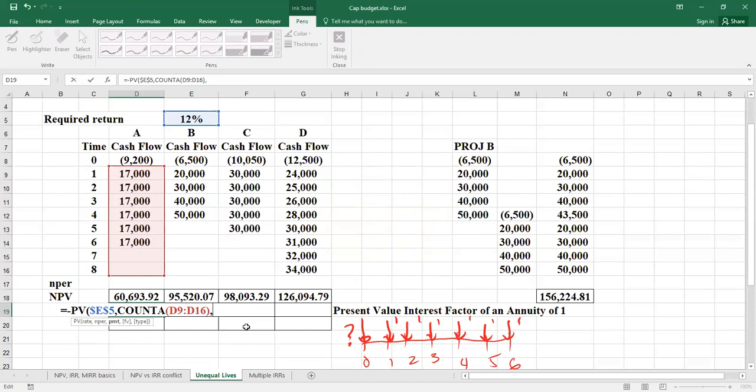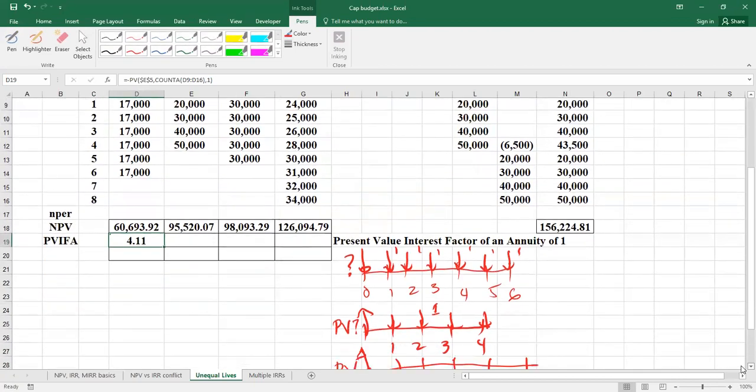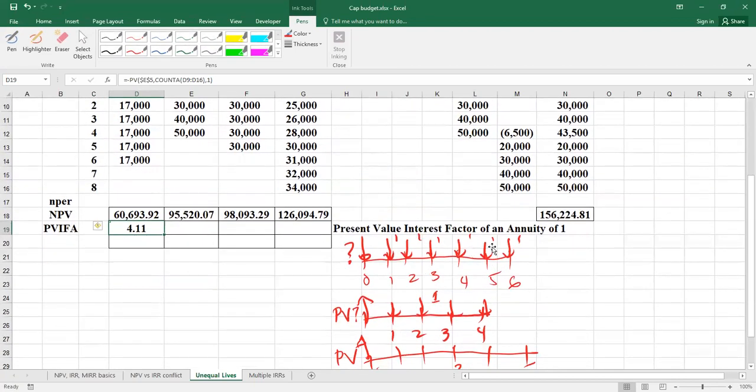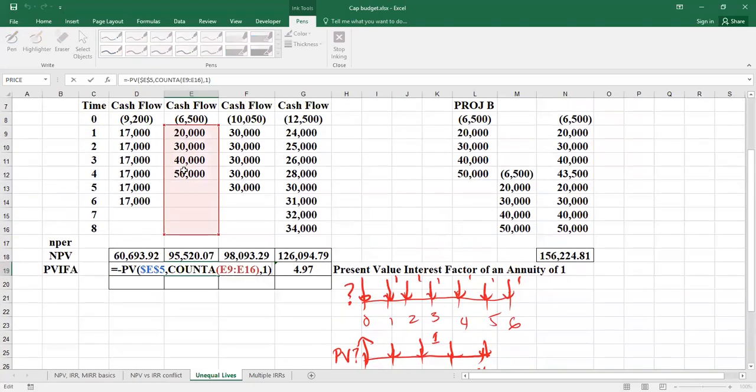Okay. PMT is what? 1. Kasi annuity of 1. Then, walang future value. Ignore future value. Ignore type kasi ordinary annuity yan. Okay, yan. Alright. So, ano itong 4.11 na to? This is the equivalent present value of your 1 peso annuity for 6 years. Ang equivalent niya na present value 4.11. We can copy this. Yan. We can copy that. Check natin yung formula. Alright. COUNTA. Ang binilang niya yung 4 lang. Ito. And then this one. Okay.